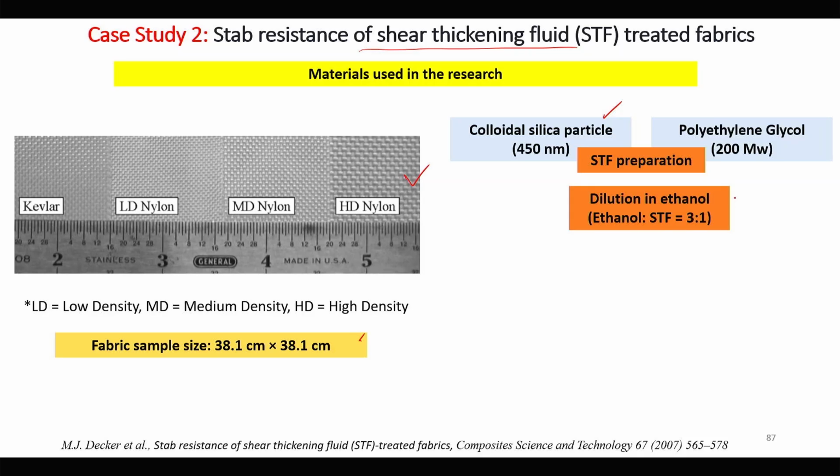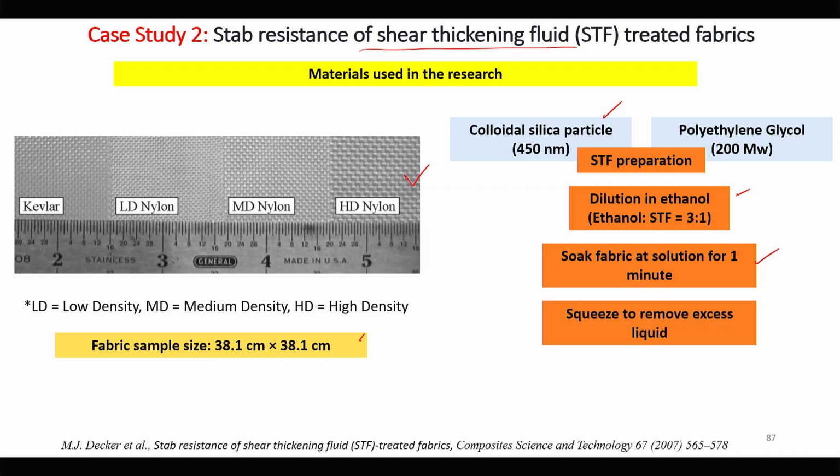Dilution is done with ethanol, and the fabric is soaked for 1 minute, then we squeeze it to remove the excess liquid and then dry it for 30 minutes at 60 degrees Celsius. This is the STF fabric coating process.